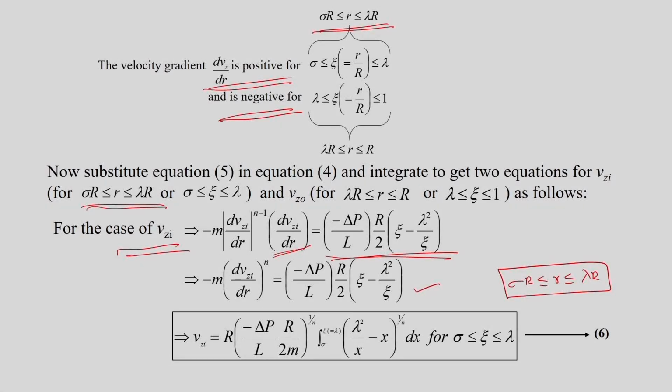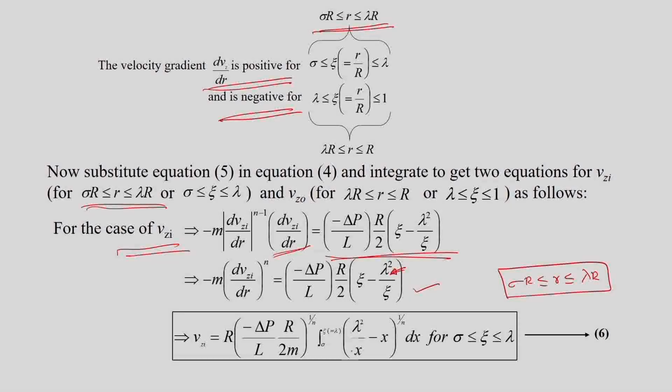We can integrate this equation to get the respective Vzi if we know the location, what is lambda, but we do not know that location. So, what we do is write this equation and keep it in integral format only, and define a dummy variable x which is similar to zeta. So, x is the dummy integration variable. Okay. So, now Vzi is equal to minus delta p by L r by 2 m whole power 1 by n times the integral of this thing.